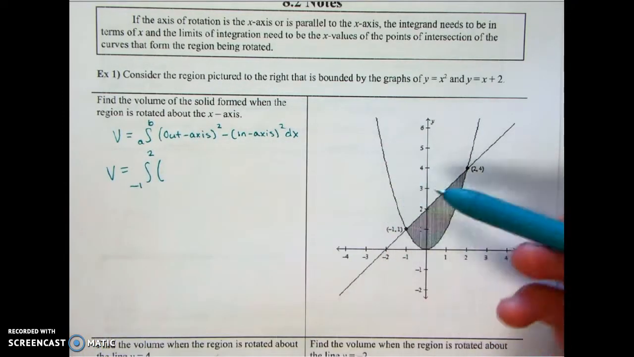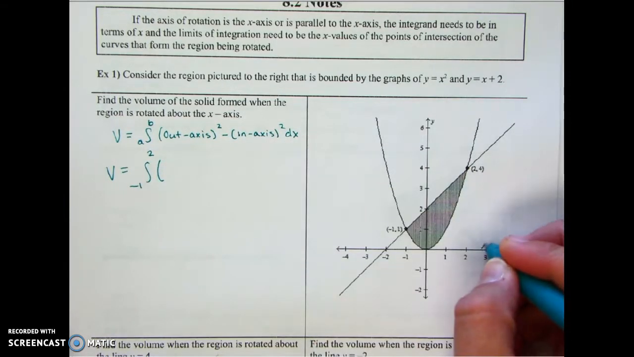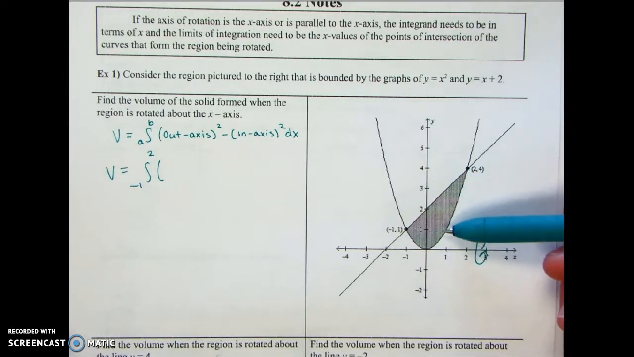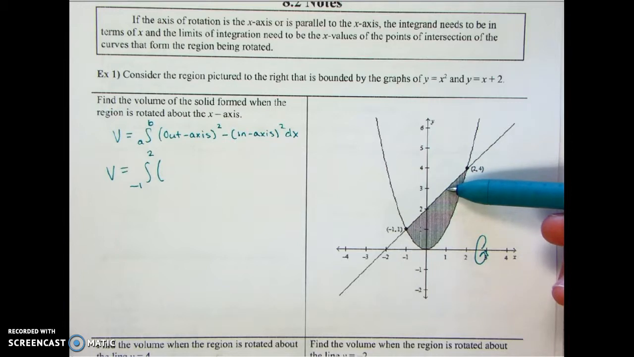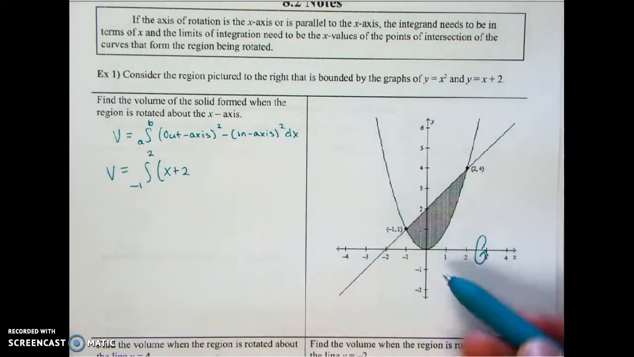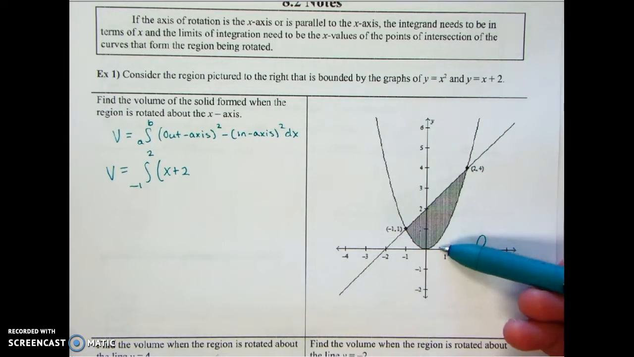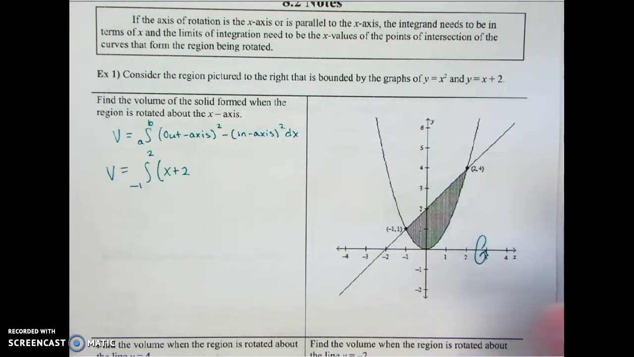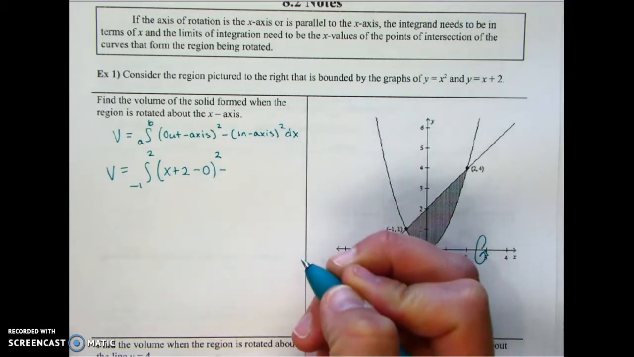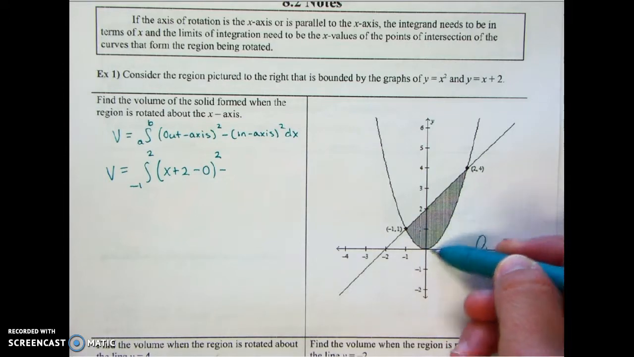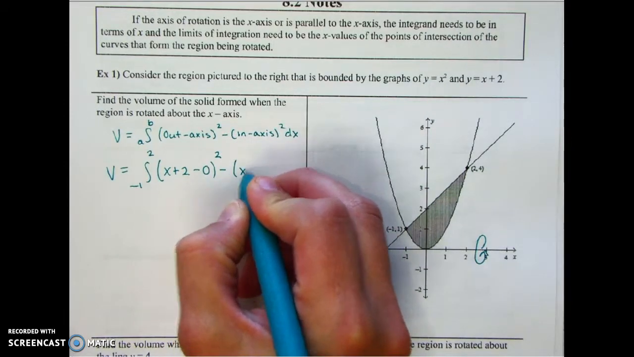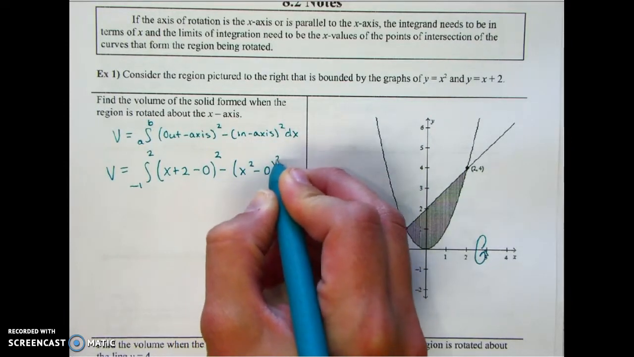Now what is the outer function if we're going about the x-axis of rotation? This is what we're going around. So which one is farther away from the axis of rotation, the line or the parabola? It's the line, right? So the line is x plus 2. Now, tell me what the number of our axis of rotation is. What is this value? It's 0, right? So this is going to be minus 0 squared, minus the inner function, the parabola that's closest to the axis of rotation. So the inner function is x squared, and our axis of rotation is 0.